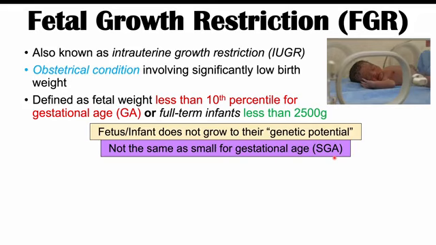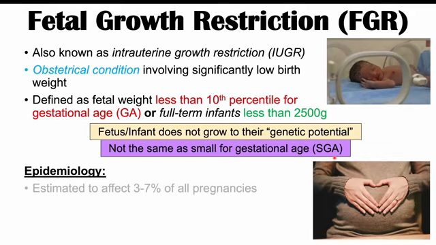So there are some infants that are going to be constitutionally small for their age or in relation to other infants, but that is going to be normal for them. But in this condition, it's going to be where the fetus or infant is going to be very small for their age. They're not growing to their genetic potential because of some other cause. And we're going to talk about those causes in the next slide.